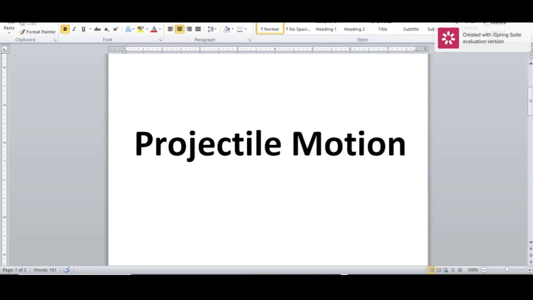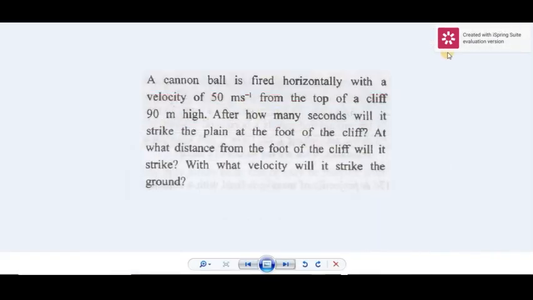Projectile motion. A cannonball is fired horizontally with a velocity of 50 meters per second from the top of a cliff 90 meters high. After how many seconds will it strike the plane at the foot of the cliff? At what distance from the foot of the cliff will it strike? With what velocity will it strike the ground?